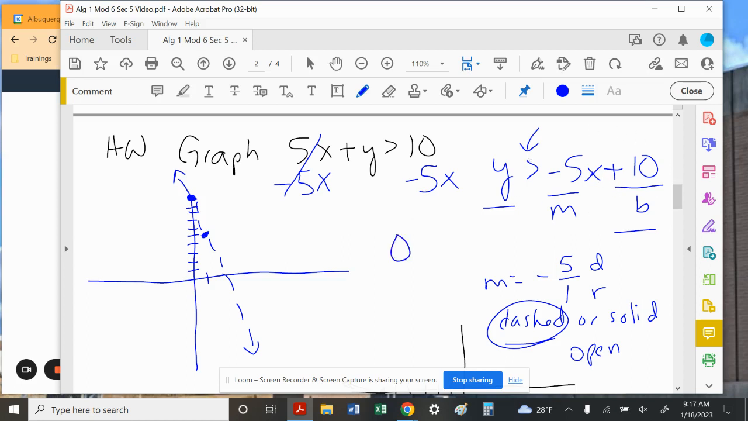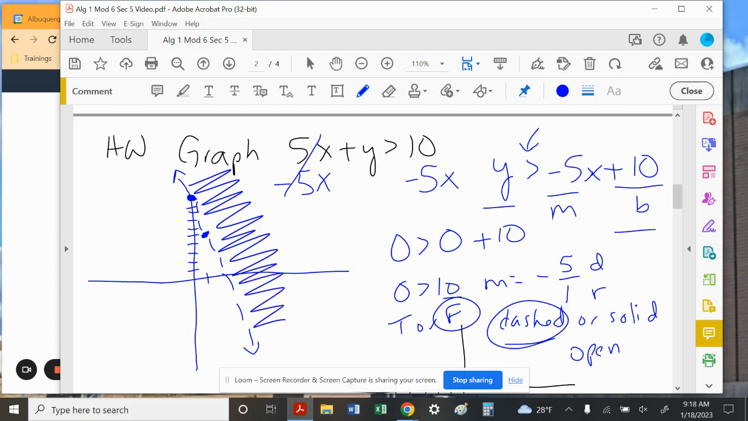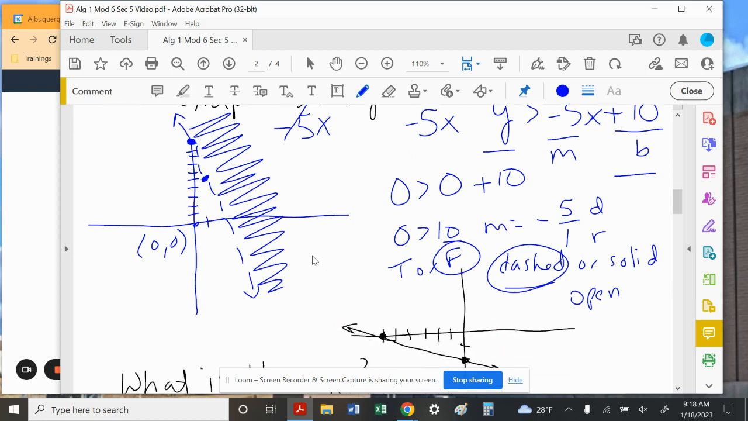So y is 0, x is 0, plus 10, and then I have 0 is greater than 10. Is that true or false? That is false. 0 is definitely not greater than 10. So therefore, the other side where the 0, 0 does not exist, because that's the point I picked, which was this one right here, which is 0, 0. Because it's false, then the other side has to be shaded. So we shade the other side. Here's my half plane. It's an open half plane because this line is dashed, and that's the only difference. Okay, so that's one of the homework problems.